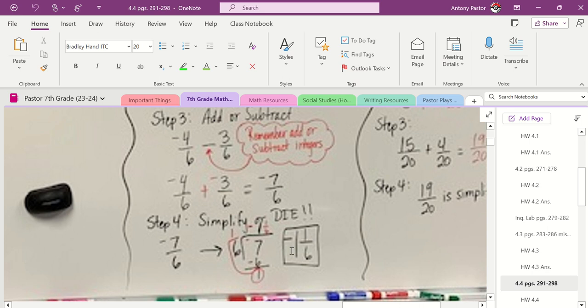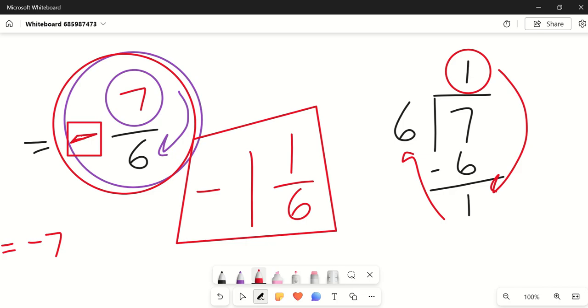So something else to add to your notes. Again, we did this last year, but remember, anytime your numerator is a larger number than your denominator, it needs to be simplified and it will become a mixed number. You just divide numerator by denominator, whole number, numerator, denominator. So it'll become 1 and 1/6.